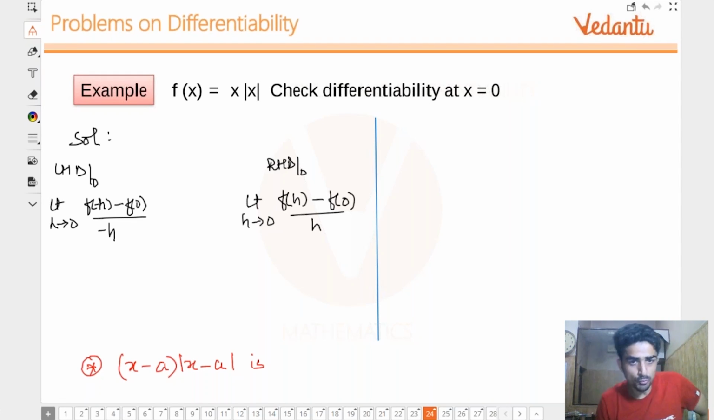It is x into mod x. Quickly find, beta, these two limits and see whether they are equal or not. It shouldn't be taking this much time, beta. It's easy.